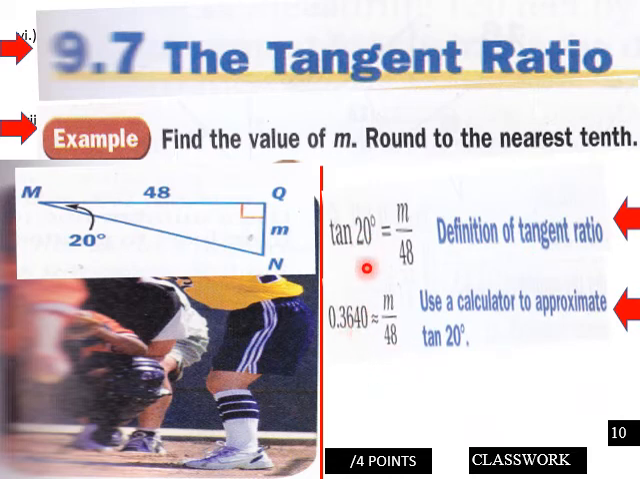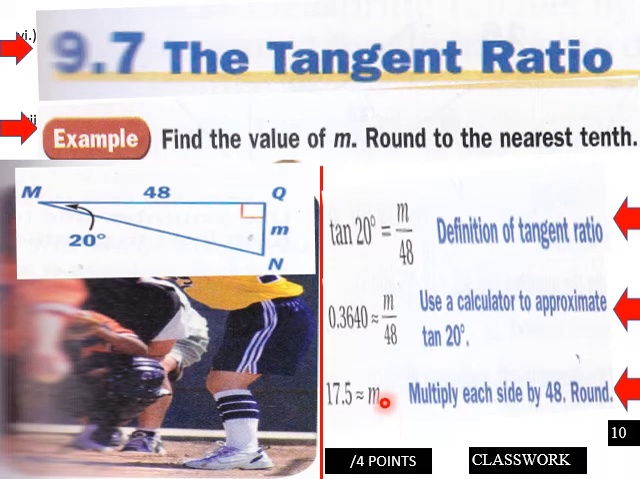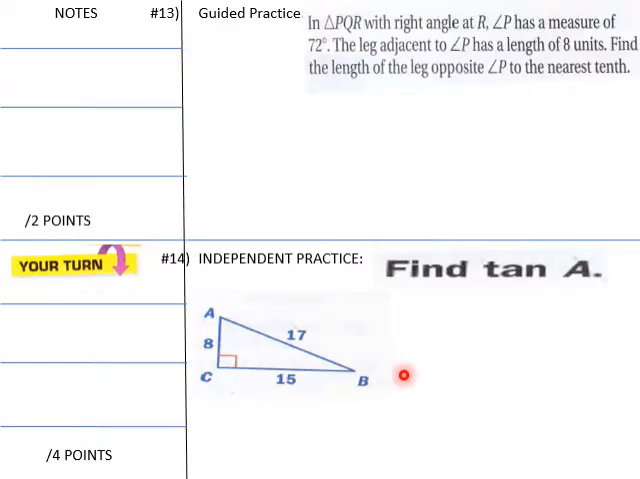So tan 20 would be 0.3640 equals m over 48. Then we just need to solve for m from there, right? So from there we go 48 times 0.3640 is 17.5, which would equal m. So our m length here would be 17.5. So let's go into our guided practice here.